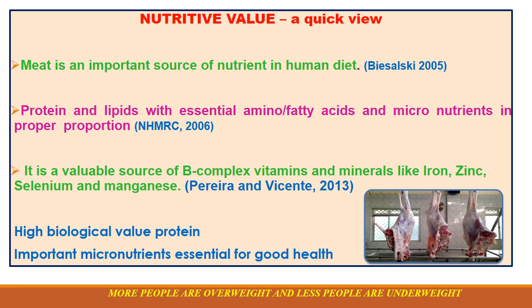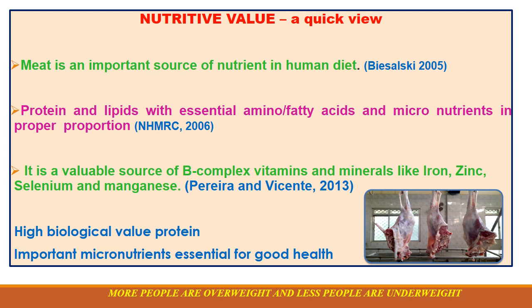Similarly, it is a very valuable source of B complex vitamins, especially the ruminant origin meat, and other important microelements or minerals like iron, zinc, selenium, copper, manganese. Especially iron. Meat is one of the best sources of iron, and as we know, iron deficiency anemia is epidemic in all underdeveloped countries. So meat consumption is very important to fulfill the requirement of iron for every age, especially women.